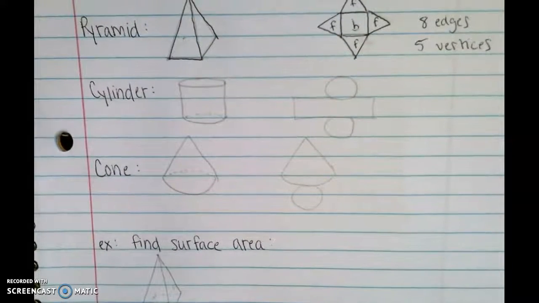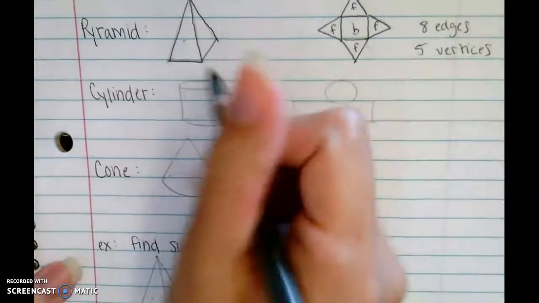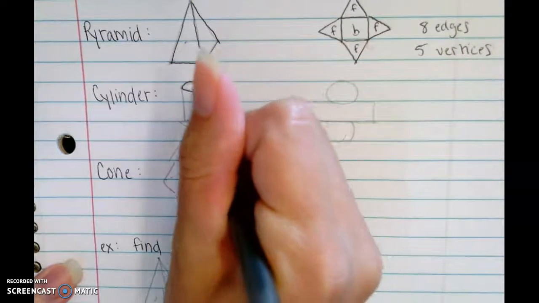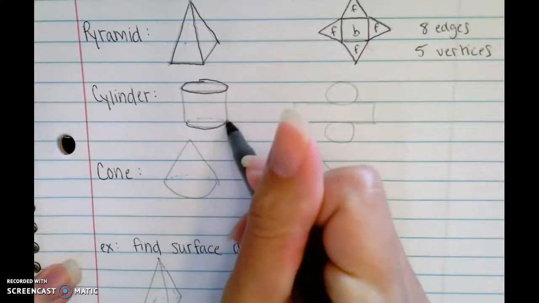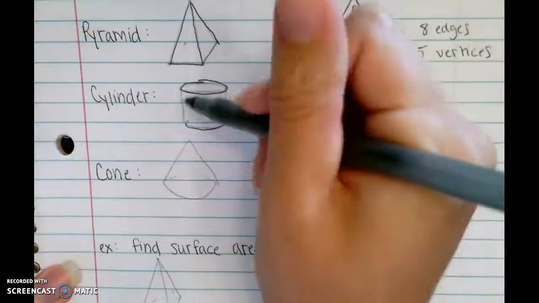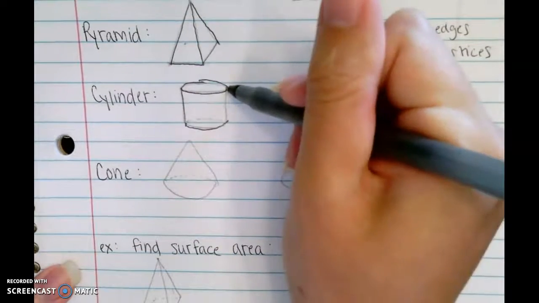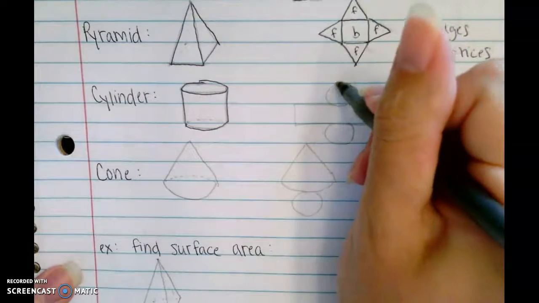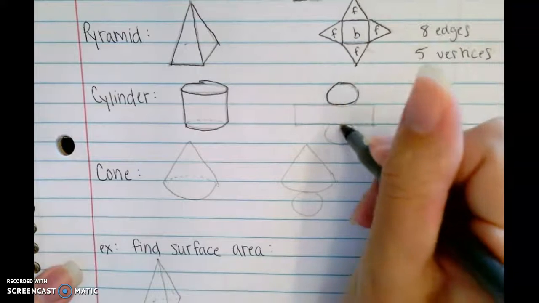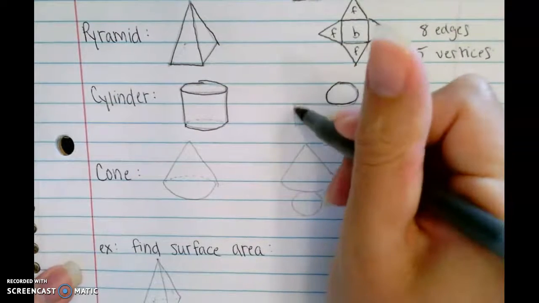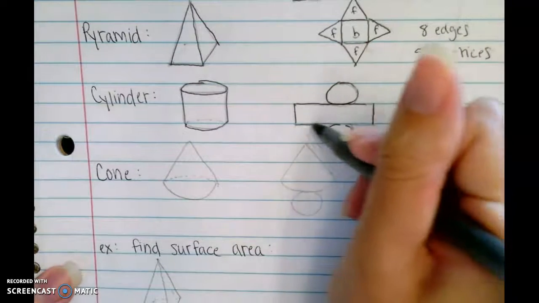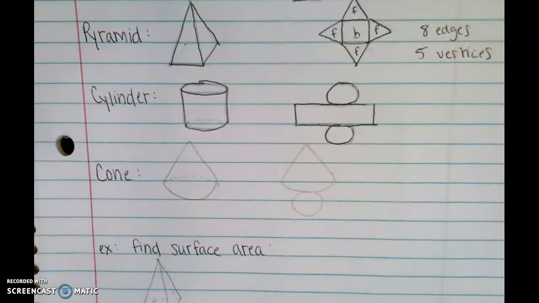A cylinder is made up of a circular shape. So it could either be a circle or an oval. So we have our top base and our bottom base, and we're connecting those two bases. So if this were laid flat, we would have the two circular bases and a rectangle wrapping around those two bases.